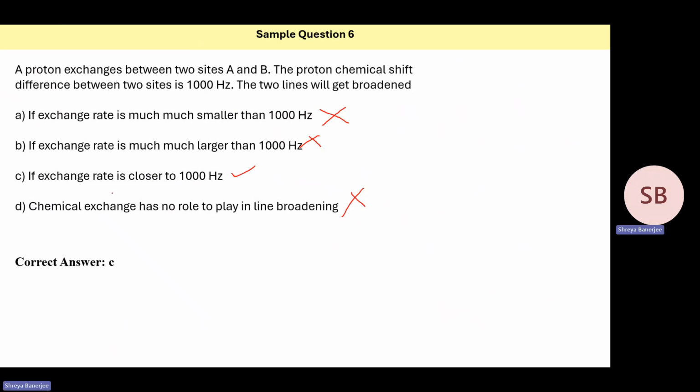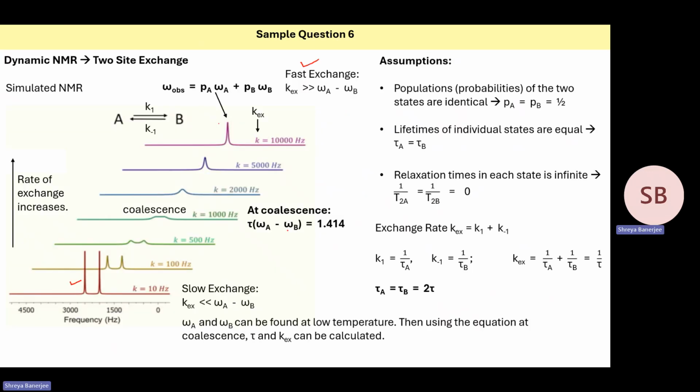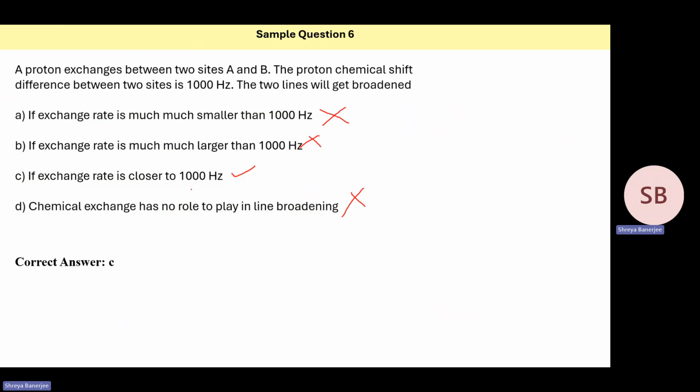When the exchange rate is close to 1000 Hertz, you can see coalescence. When the exchange rate is close to 1000 Hertz, the peaks are getting broadened. That is what the question is asking. So the correct answer is option C.